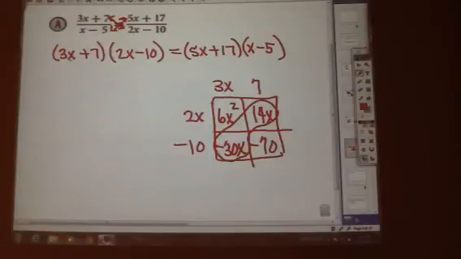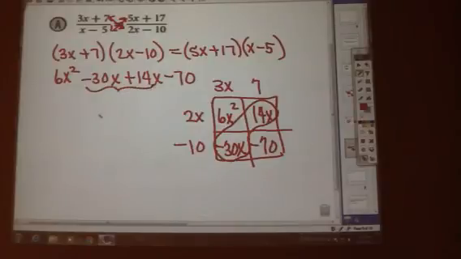If you like to FOIL it, first would be 3x times 2x is 6x squared. Outside 3x times negative 10 is negative 30x. Inside is 14x. And last would be negative 70. You would combine these two here in the middle. 6x squared minus 16x minus 70.